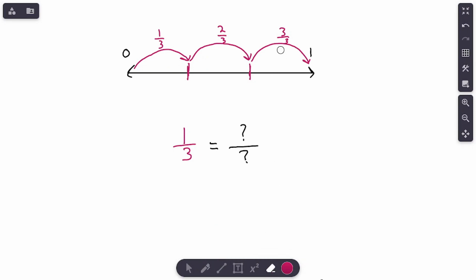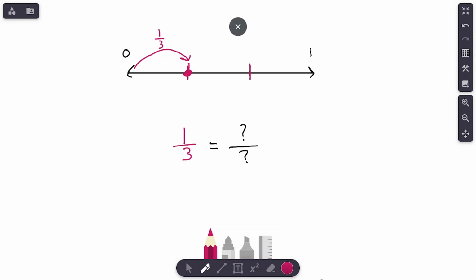All right, let me clean this up because we are only focusing on 1/3 right now. So here is 1/3. I'm going to draw kind of a circle here, make it stand out a little bit more. All right, so here is 1/3 for us. Now, can you create an equivalent fraction for 1/3? Do you have any ideas what we could do? If you have an idea, go ahead and pause it and give it your shot on your own.